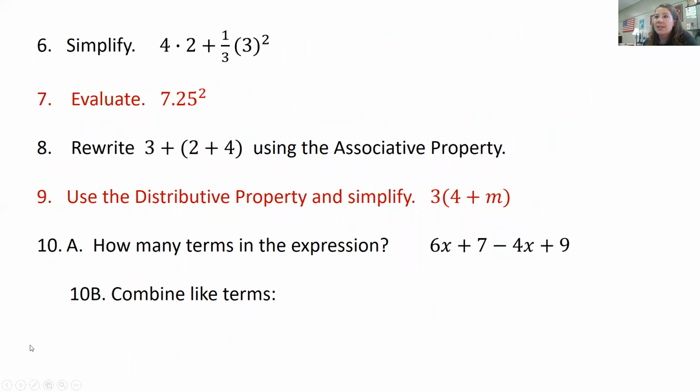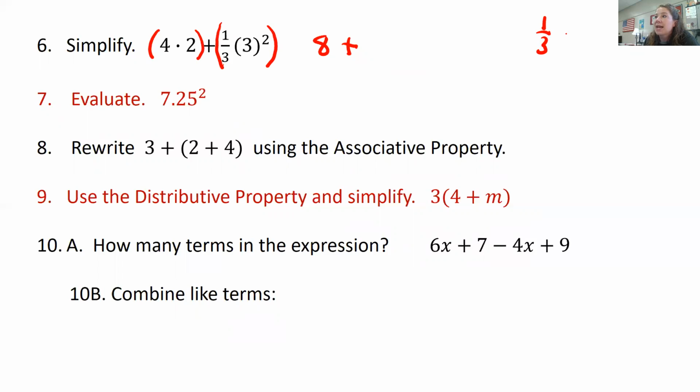All right, number 6, simplify. So got some multiplication going on. All that's being multiplied, all this is being multiplied, and last thing we'll do is add. So 4 times 2 is 8 plus, now over here I'm just gonna work out this second part.